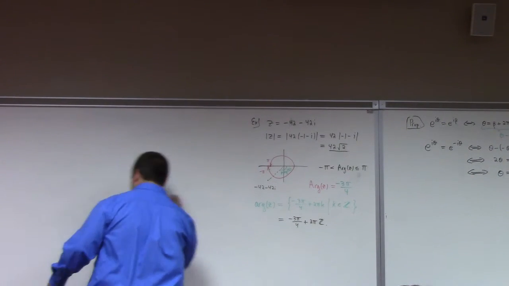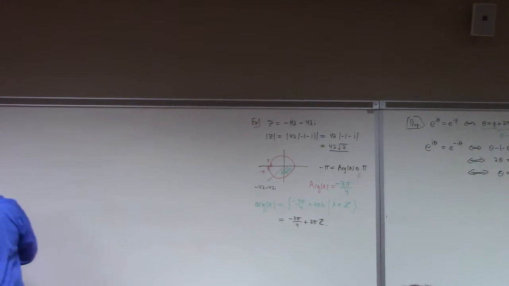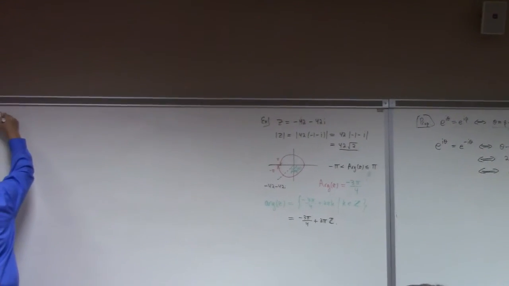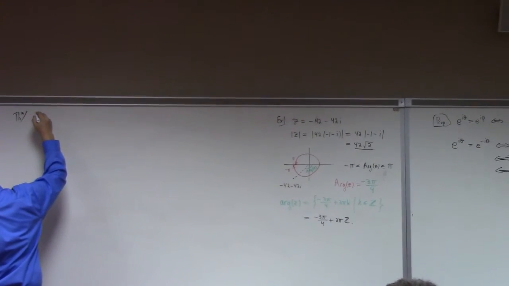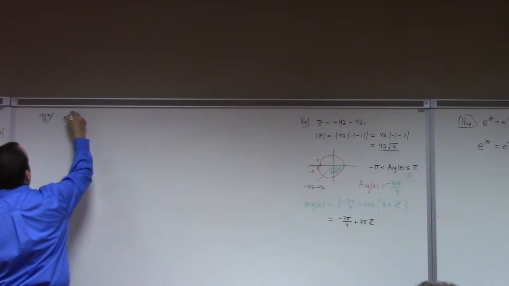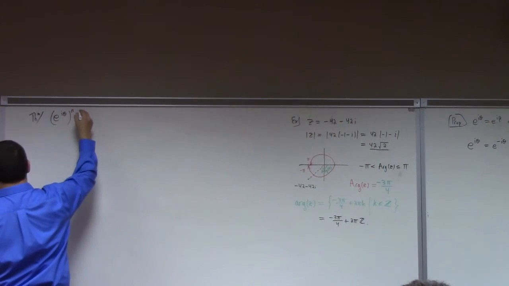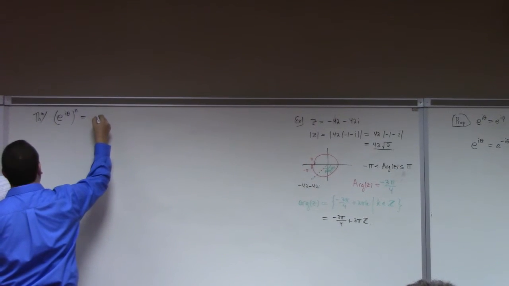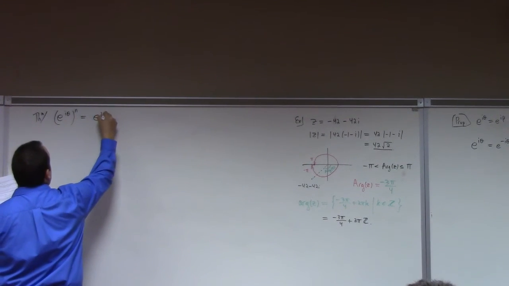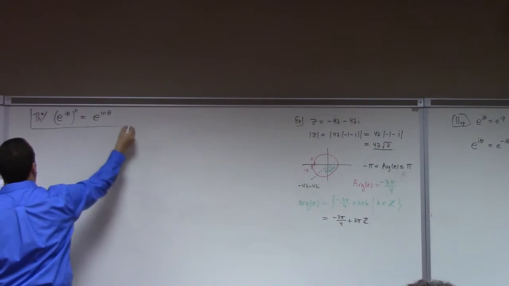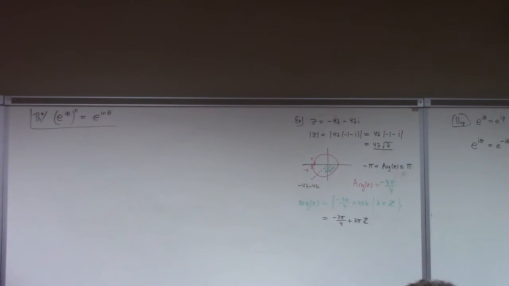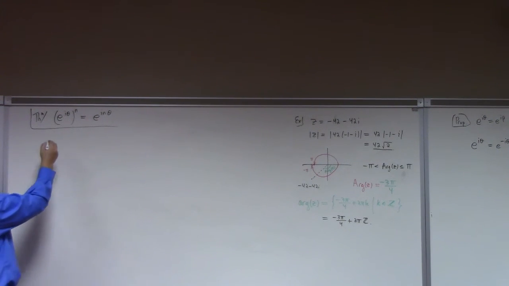Let's see here. So here's a theorem, and it is as follows: e to the i theta, raised to the n power, is equal to e to the i n theta. All right. Now, oh, I forgot to say something about the arg, I was supposed to say, but I'll come back to it in a minute. So how do we prove this?